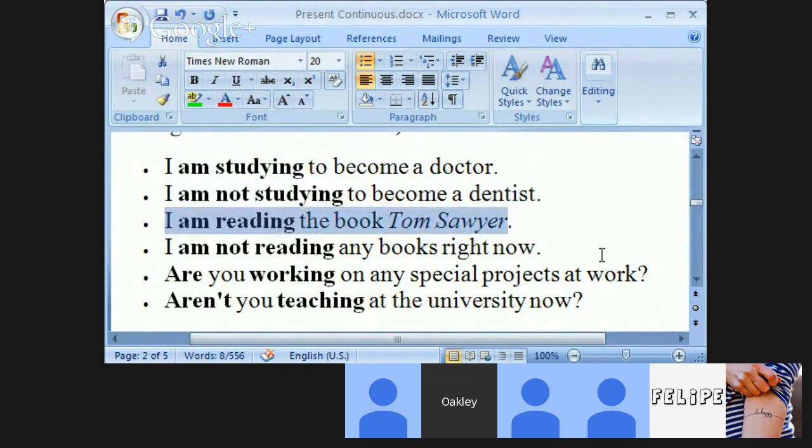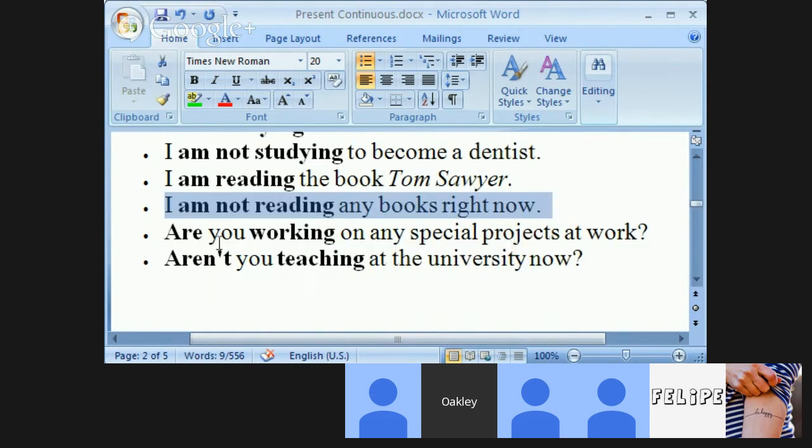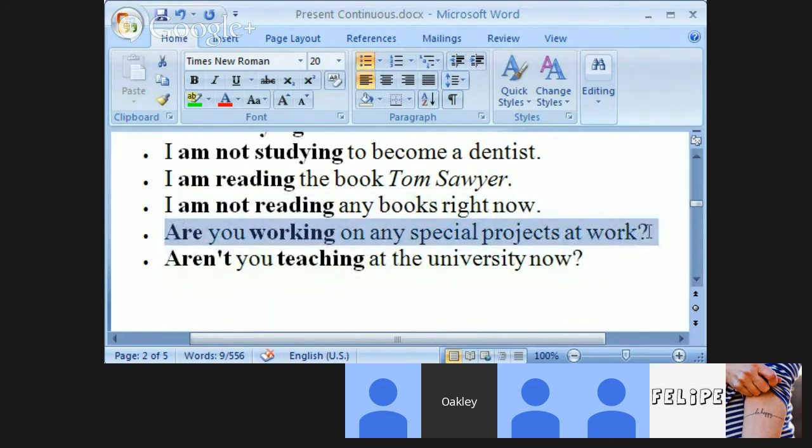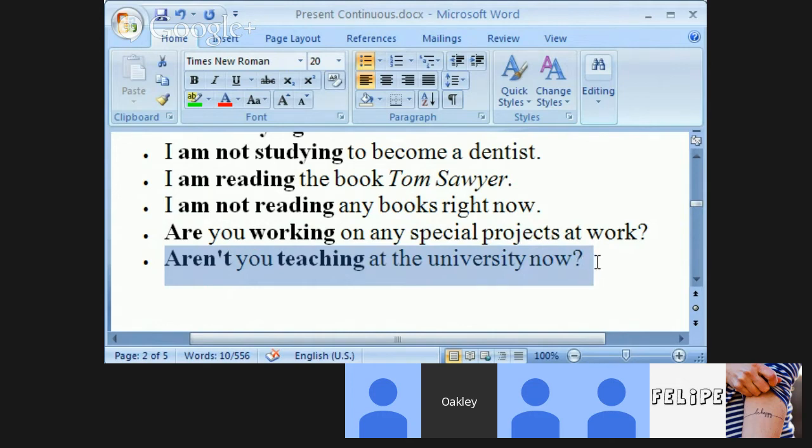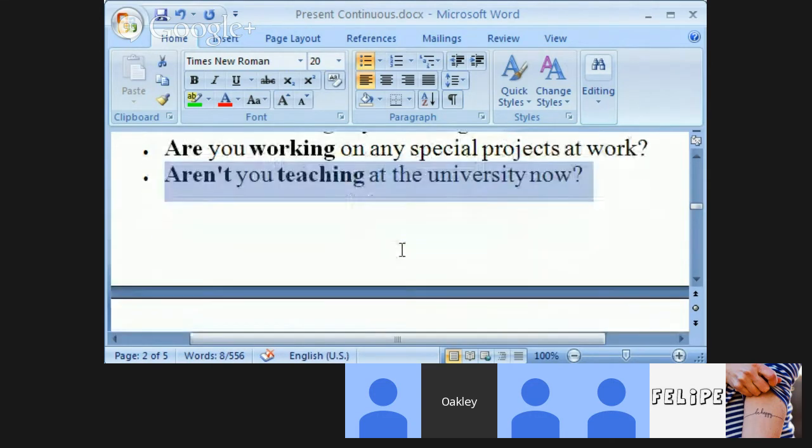Here's my example. "I'm reading the book Tom Sawyer." Okay, obviously the concept of reading a book very much illustrates this idea. It takes a while to read a book. "I'm not reading any books right now," in the negative. Right. Okay, a couple question forms. "Are you working on any special projects at work?" Obviously, you're asking about something that takes duration, that you may be in the middle of doing. And the negative, "Aren't you teaching at the university now?" Okay, are you not?